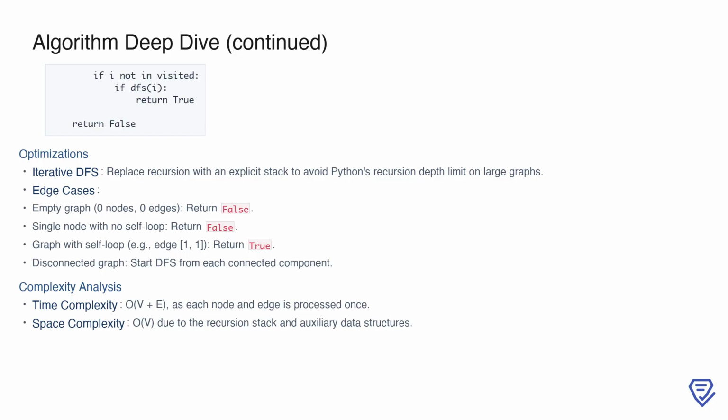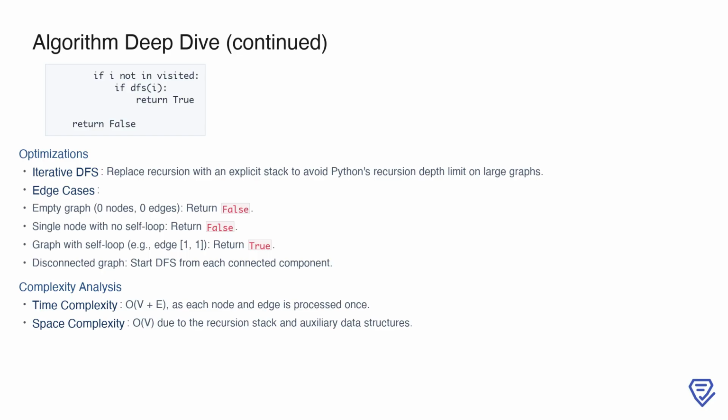To optimize this implementation, we could replace the recursive DFS with an iterative one using an explicit stack, which avoids Python's recursion depth limit. This is especially useful for handling large graphs. Additionally, we need to account for edge cases. For instance, an empty graph with 0 nodes and edges should return false since there are no cycles. A graph with a single node and no self-loop should also return false. However, if that single node has a self-loop, the function should correctly identify the cycle and return true. In the case of disconnected graphs, we ensure every connected component is checked by starting the DFS from each unvisited node.